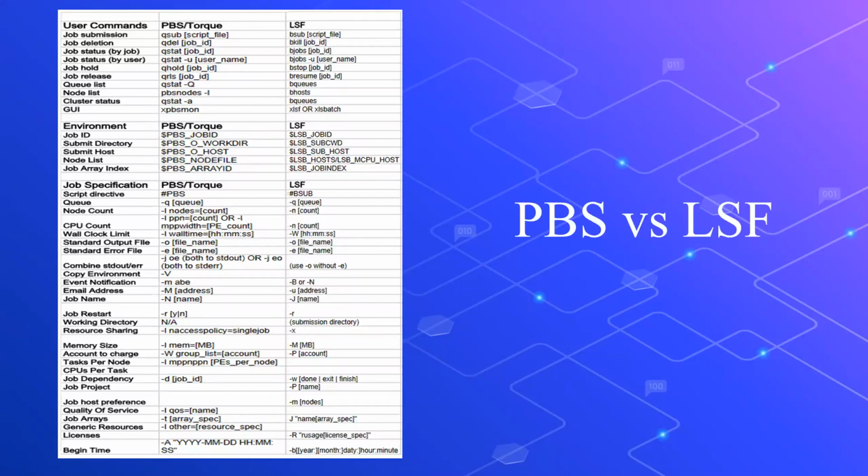Some of the important PBS job specifications are: if I need to mention the node count, I will use the -l command, space, nodes equal to count. If I need to run my job on 2 nodes, I will mention nodes equal to 2. If I need to run on 1 node, I will mention 1. PPN means processors per node.